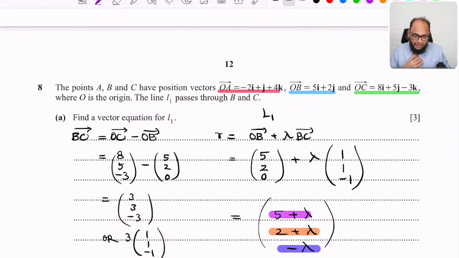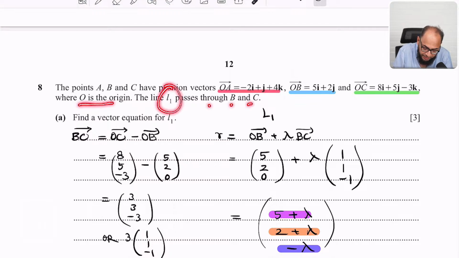So now let's look at this question, which is question number 8. It says the points A, B, C have position vectors. OA is this, OB is this, OC is this, where O is the origin. Line L1 passes through B and C. Find the equation for line L1.